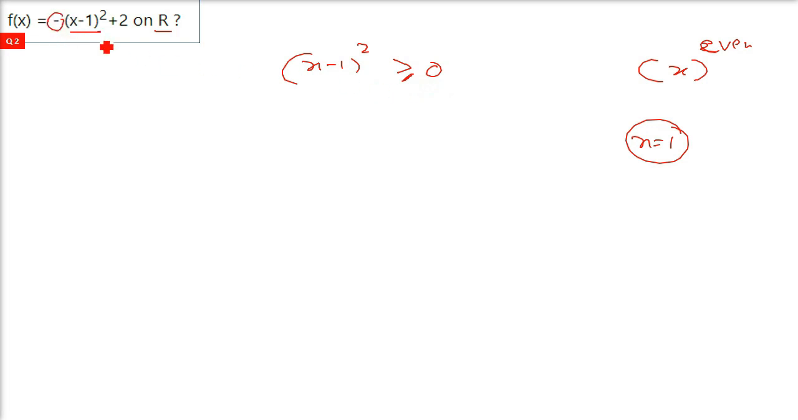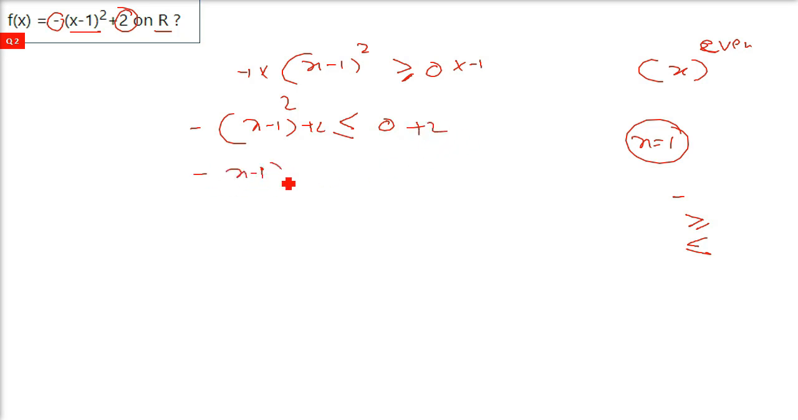But we have to make this equation, so multiply both sides by -1. When you multiply both sides by -1, the inequality sign is going to change. So this will be minus (x minus 1) whole square, and the inequality sign will change. It will be less than or equal to 0, because we multiplied 0 with -1, so it will be 0 only. Now let us add 2 on both sides. So minus (x minus 1) whole square plus 2 is less than or equal to 2. And what is the left side? The left side is nothing but the function which we are dealing with. So that function is less than or equal to 2. That is, the highest value of this function can be 2.